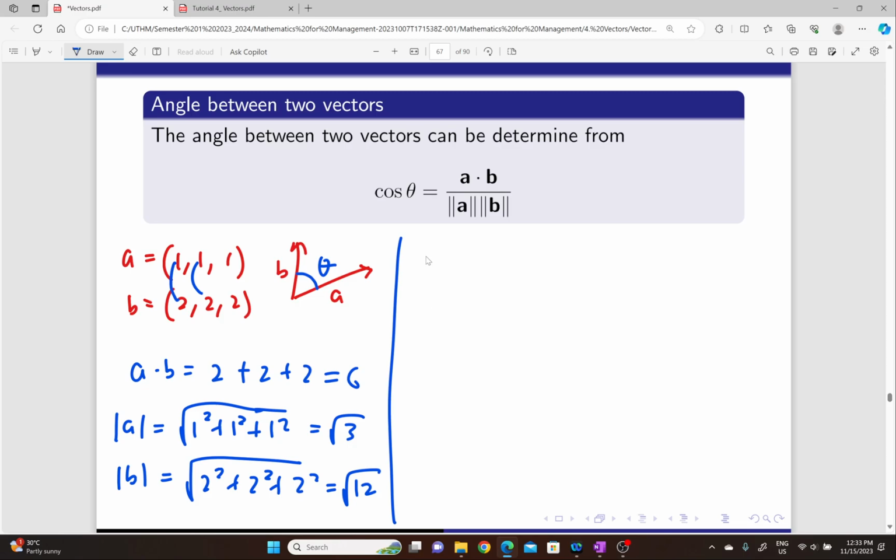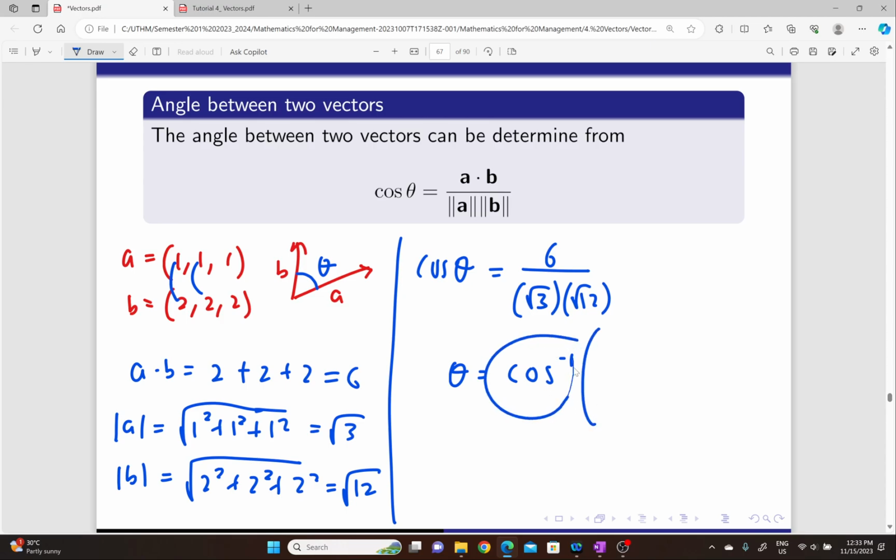So all this you put inside here, now to find the angle. That is 6, this is 3, this is 12, and for you to find the angle, you arc cos. I suppose you guys know how to find this one. Press shift and cos, you will get the negative one here.